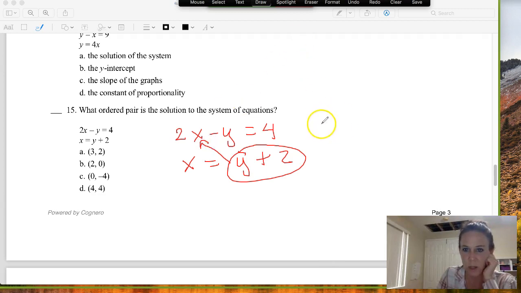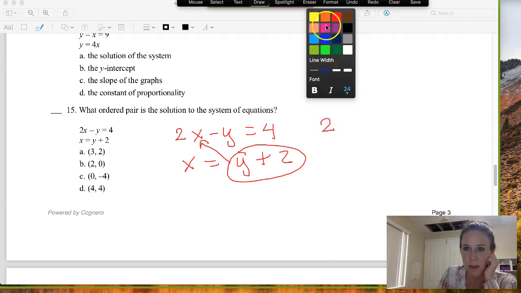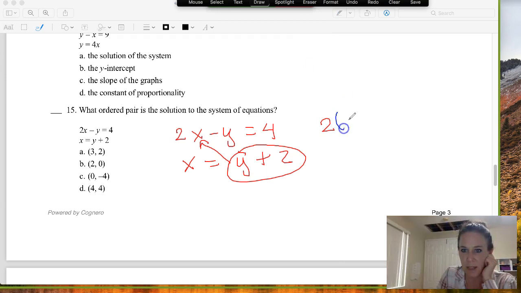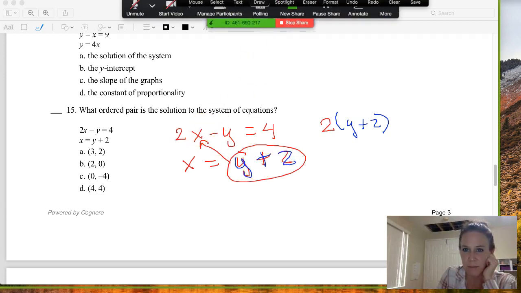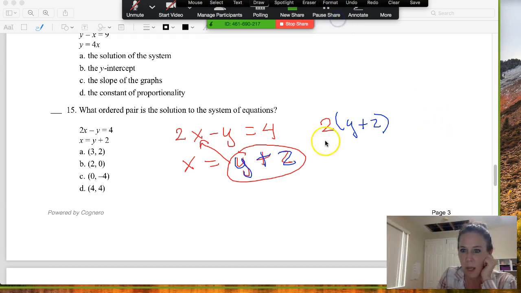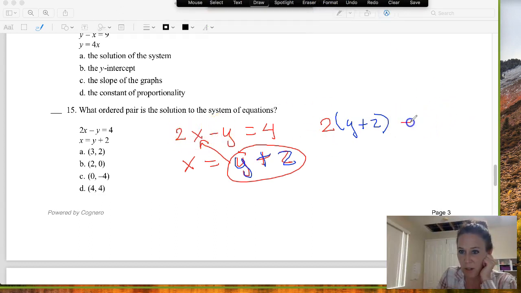Take what x equals, this amount, and plug it in for x into the first equation. So it looks like this: 2 times, and then instead of x, I write y plus 2. I plug it in for x here. And then I still have to do the rest of my equation: minus y equals 4. So I took this amount and plugged it in for x. Now I have one equation that has only y's. I can solve for one variable. I can't solve for two.